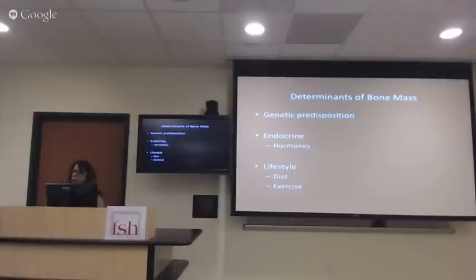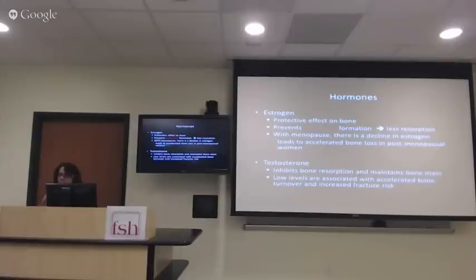So what determines how much bone mass we have? Probably the most important is our genes, what our genetic predisposition is. There are also other factors. There's endocrine factors related to hormones. I'll talk a bit about that, as well as our lifestyle. So hormones are chemicals that are released from glands that regulate behavior, growth, reproduction.